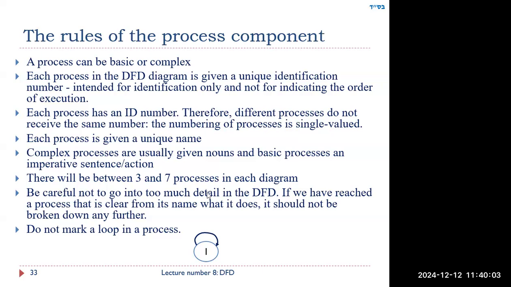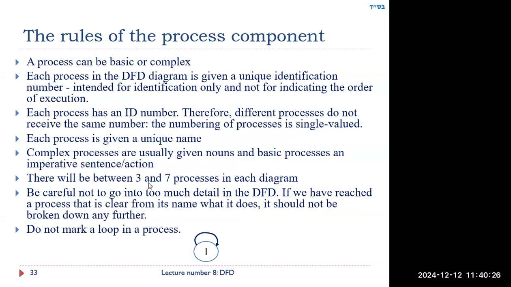Each process is given a unique number. Complex processes are usually given nouns, and basic processes are given imperative sentences. If it's a basic process, it's like compute average. The more classic complex one would be deal with everything to do with students. There will be between 3 and 7 processes in each diagram.